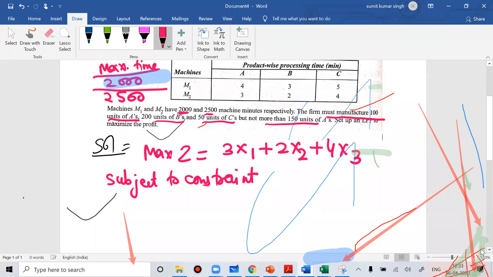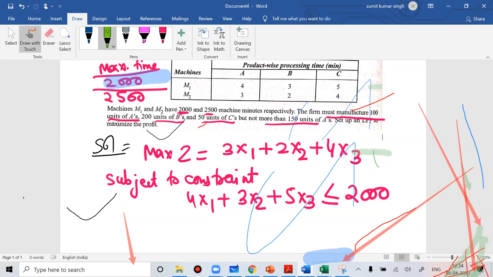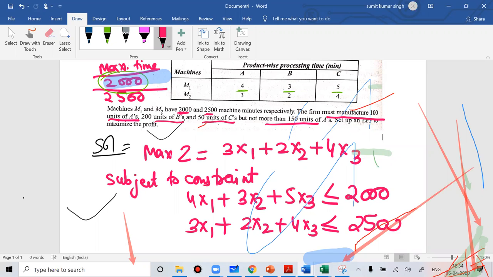Your constraints are: 4x1 plus 3x2 plus 5x3 is less than or equal to 2000 machine minutes. These are all in minutes, and this is also in minutes, so there is no need to change any unit. The three products A, B, and C are made through two machines, M1 and M2. This is for machine M1. For machine M2, I'll write 3x1 plus 2x2 plus 4x3 less than or equal to 2500 machine minutes. Very simple. This is the machine constraint.